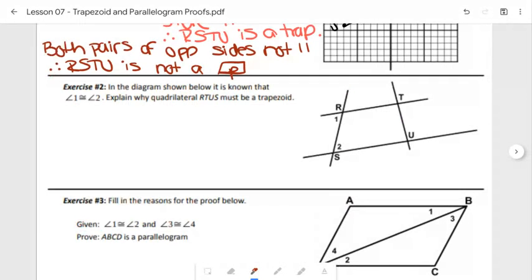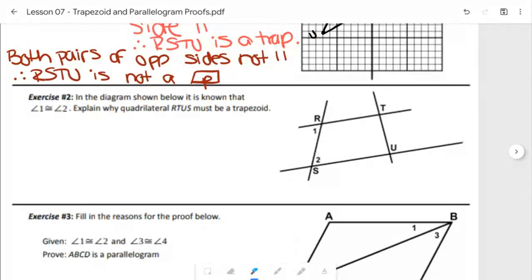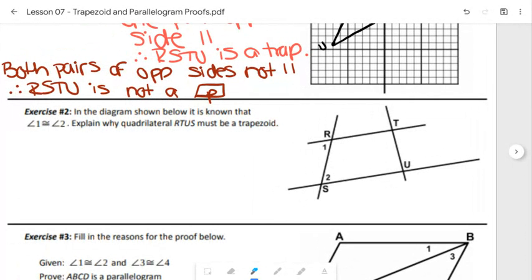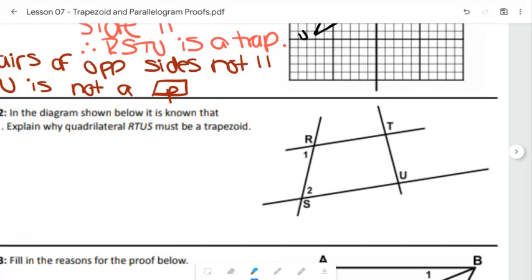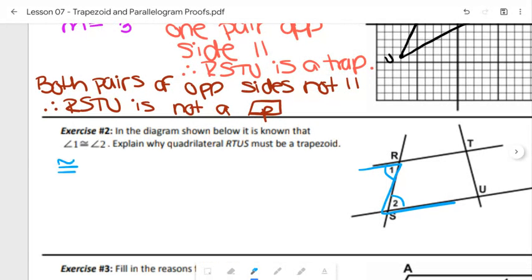When we get to something like exercise 2, we're starting to work ourselves back into a different style proof. So here's just an explanation question. It says, in the diagram shown, we know that angle 1 is congruent to angle 2. We want to lead us to why we know that means the shape RTUS is a trapezoid. So it's been a while, but think about 1 and 2. Think about how they form that Z shape. That means I'm looking at congruent alternate interior angles.